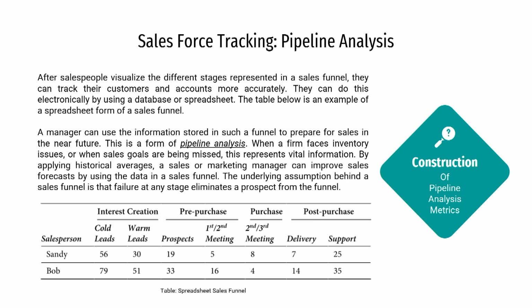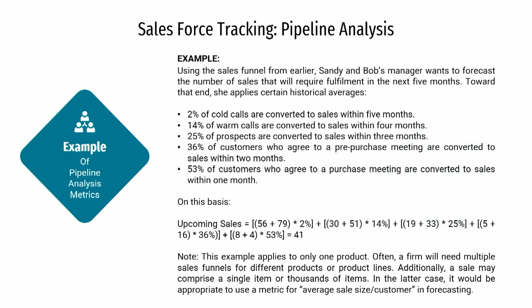Probably it is 56 plus 84, so it is somewhere around 140. So 2% of 140 will purchase the product within the next 5 months. 14% of the warm calls are converted to sales within 4 months, because it goes in stages. Somebody who is a cold lead today can be a warm lead 1 month down the line. So we can do the evaluation at each of these stages with the leftover people in the sales funnel.